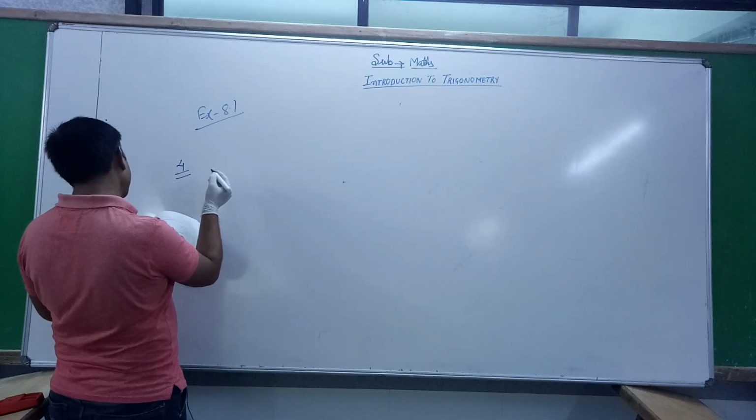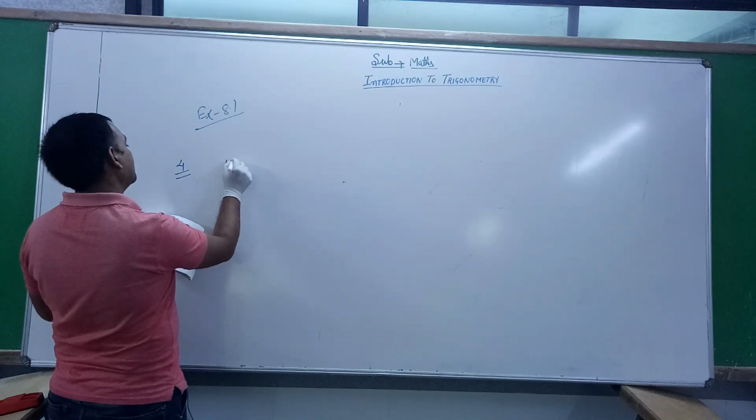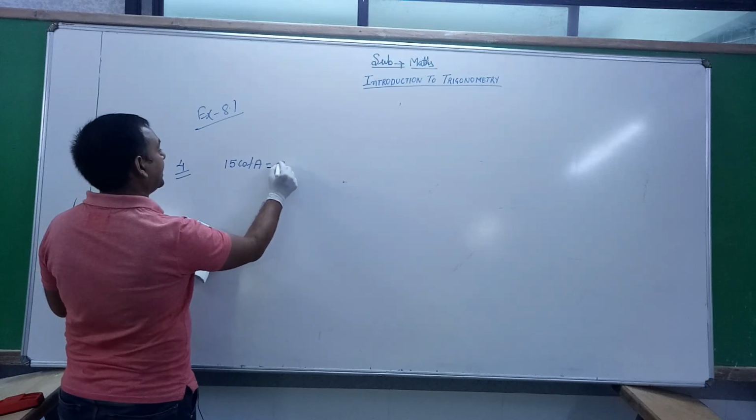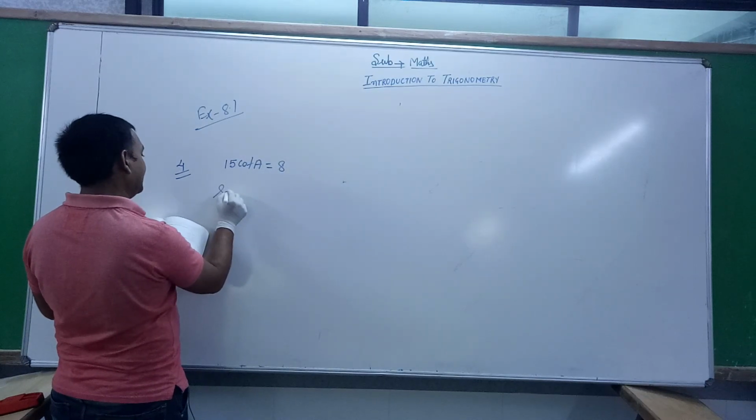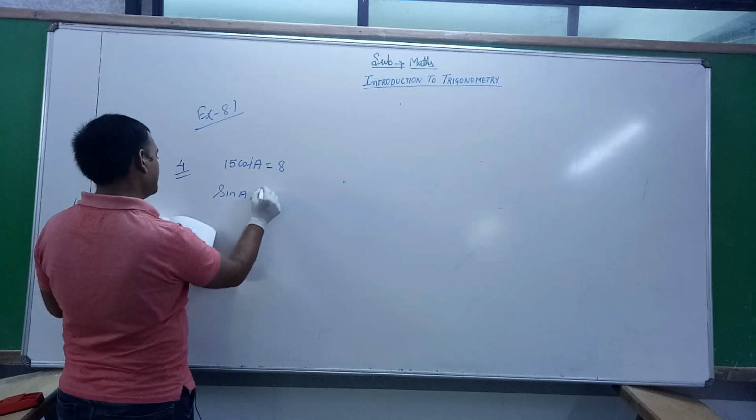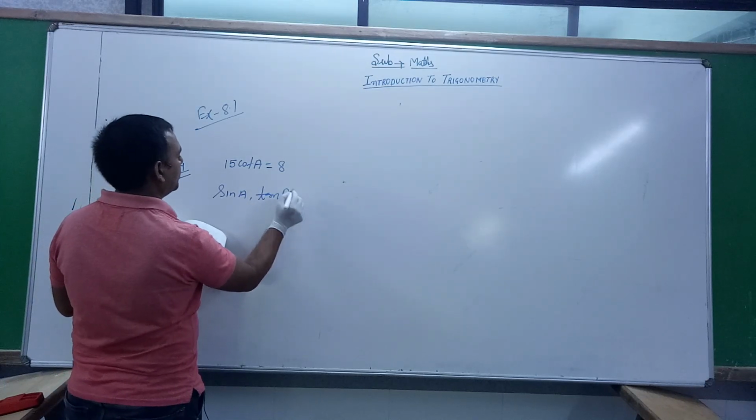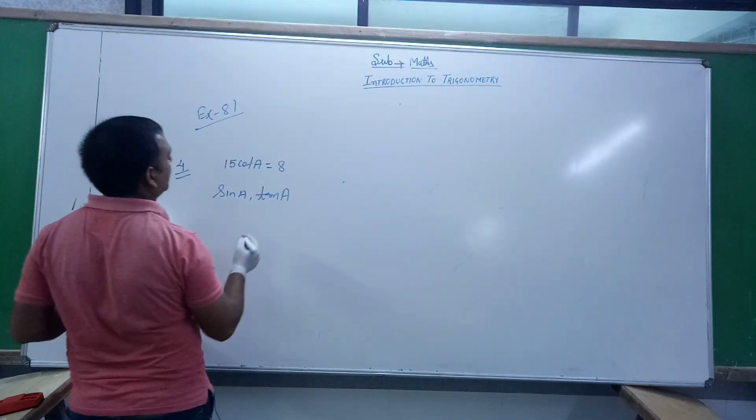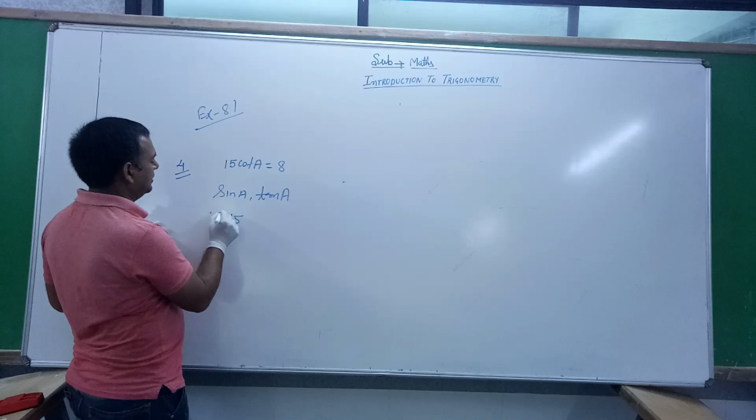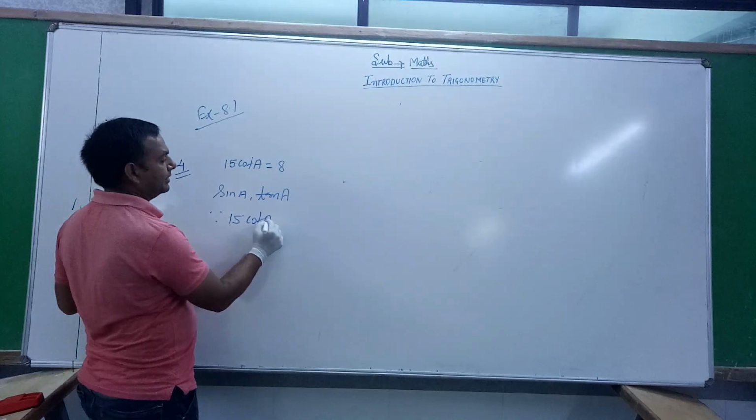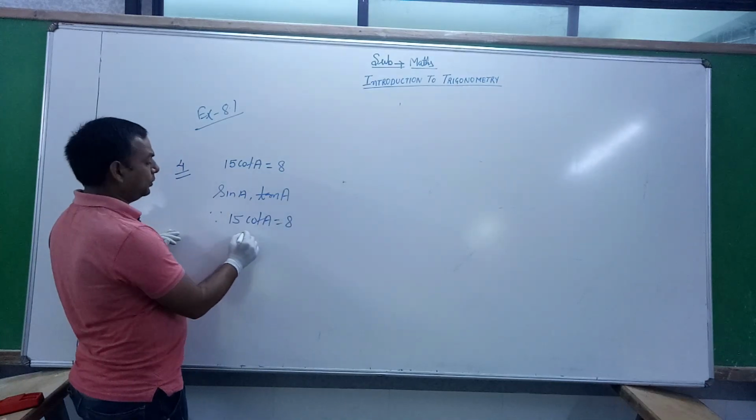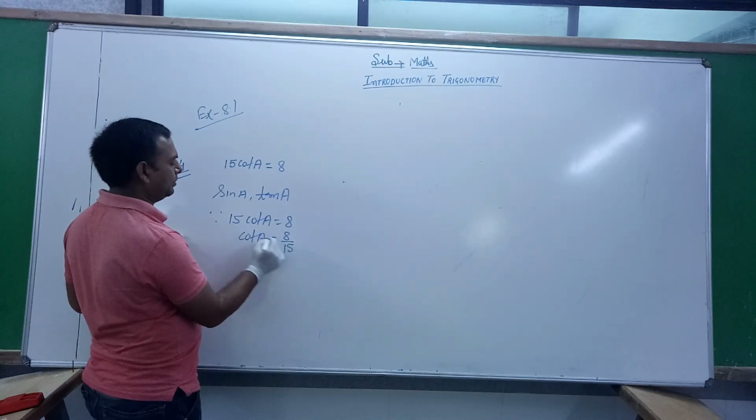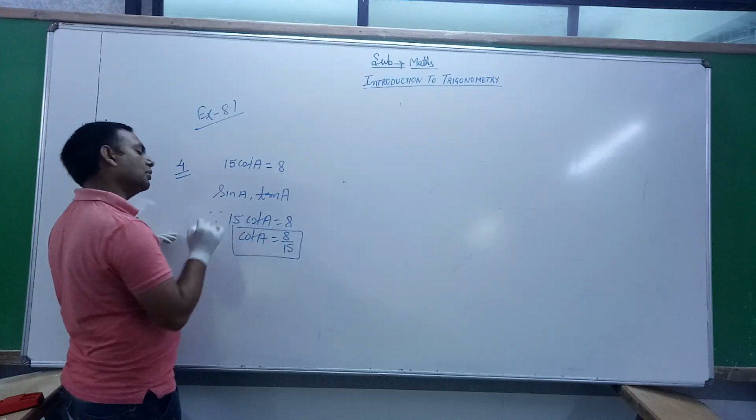Question number 4 is: given 15 cot A is equal to 8, find sin A and tan A. Here 15 cot A is equal to 8, so cot A is equal to 8 by 15. Okay, this is the value of cot A.